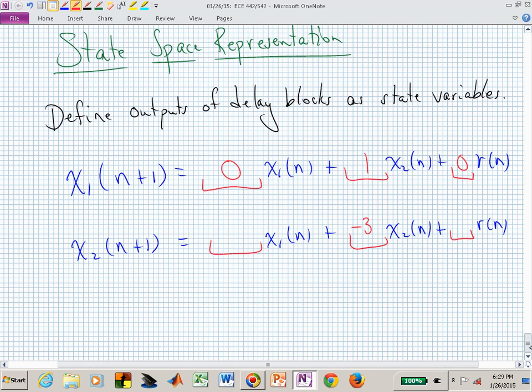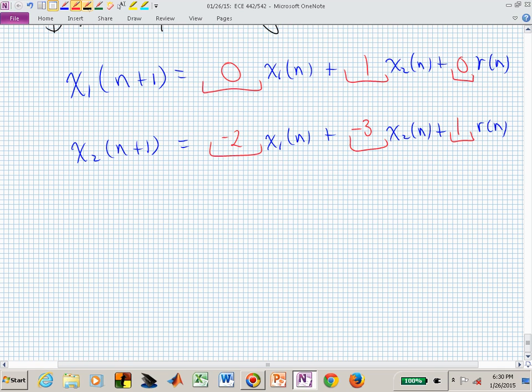Minus 2 x sub 1 of n, and then 1 r of n. And that's just looking at what happens at that summing junction. The output of that summing junction is equal to this linear combination of state variables and inputs. I can now write this in matrix form.